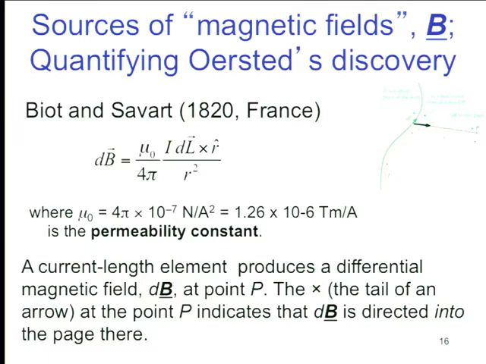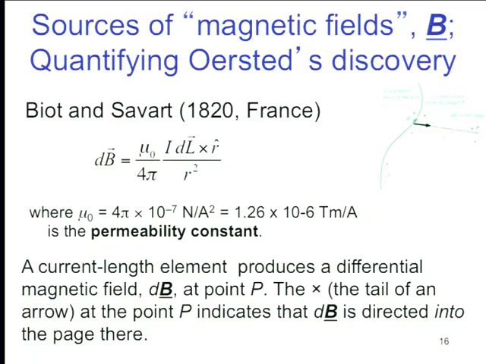Then the nasty part is that when we want to find the force, we have to get the second element, I2 dL2, and it has to cross product with the B. So this gets really nasty. So for example, in the case of these wires, let's see.